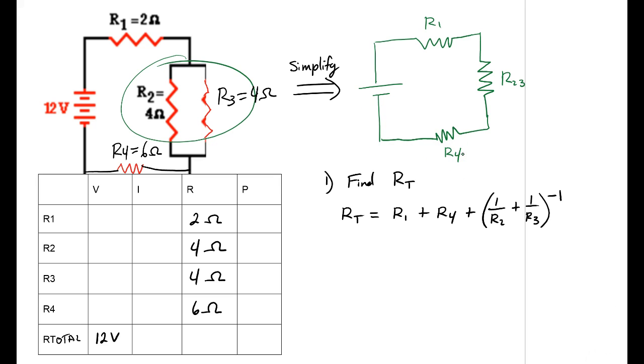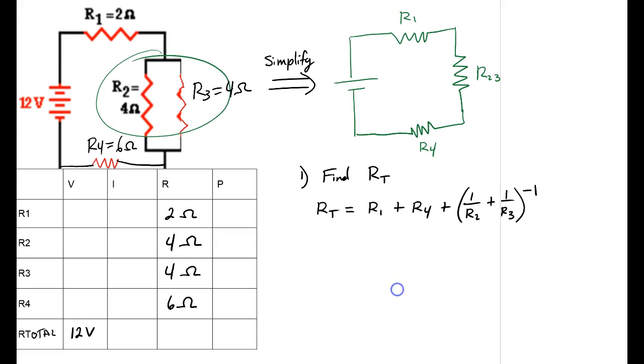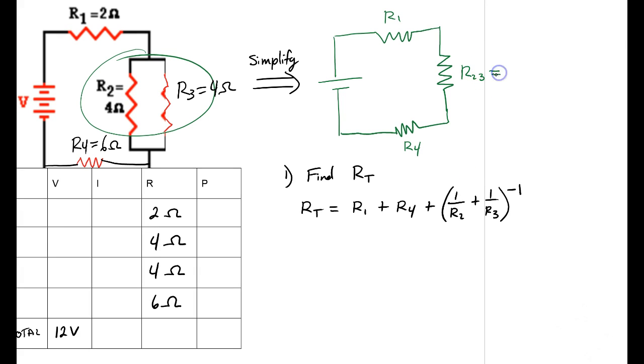as well. And the reason why I'm combining R2 and R3 is because they are parallel to each other. Okay, so R2 and R3 are parallel to each other. Notice the junction, right? Notice the splitting. So they're parallel to each other. That means we must add them like this. 1 over R2 plus 1 over R3, raised to the negative 1. You see this term right here? That's the same term.